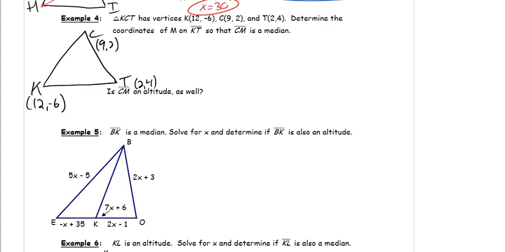Okay, so let's take a look at this. Determine the coordinates of M on KT. So that's going to be M is going to be right here. And we want it to be a median. So we want these two to be congruent to each other.